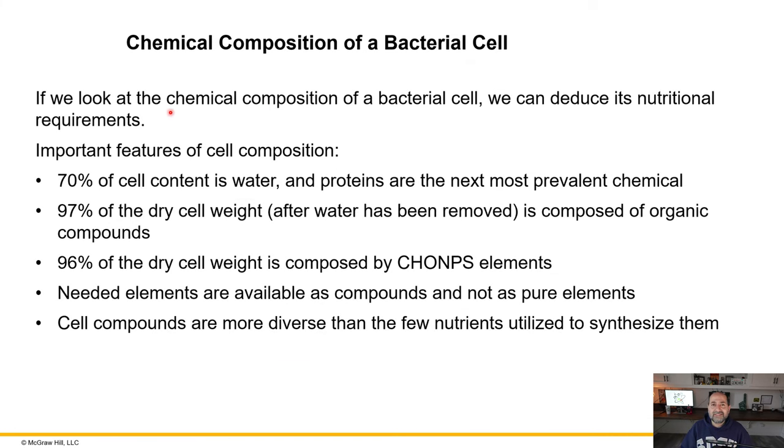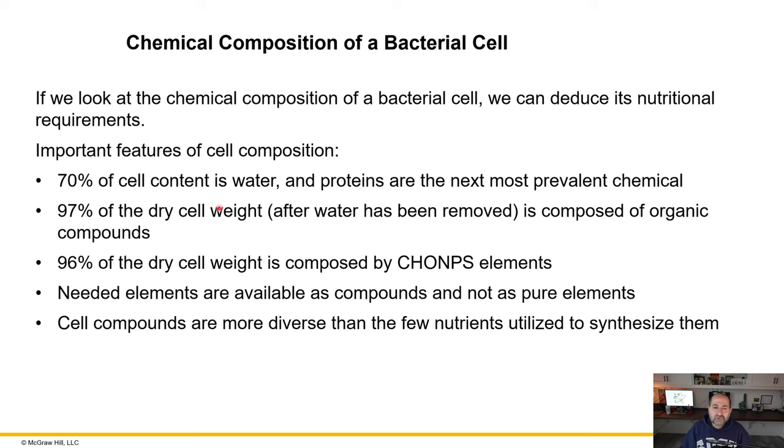Now, what is the chemical composition of a bacterial cell? Because by looking at what a bacterial cell is comprised of, we can understand from that the nutritional requirements of that bacterial cell. Well, it turns out about 70% of the cell content is water, and that makes sense. Most of your body weight is water as well. And then the proteins are the next most prevalent chemical.